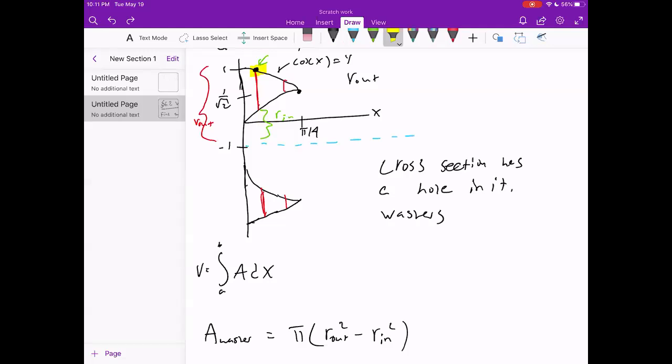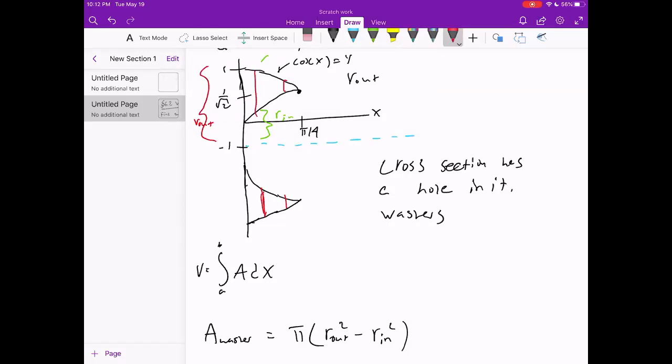So let me go through that one more time. Let's see if I can erase this highlight. It's not working very well. Actually, I know why. Nope, that is definitely not working. Okay.